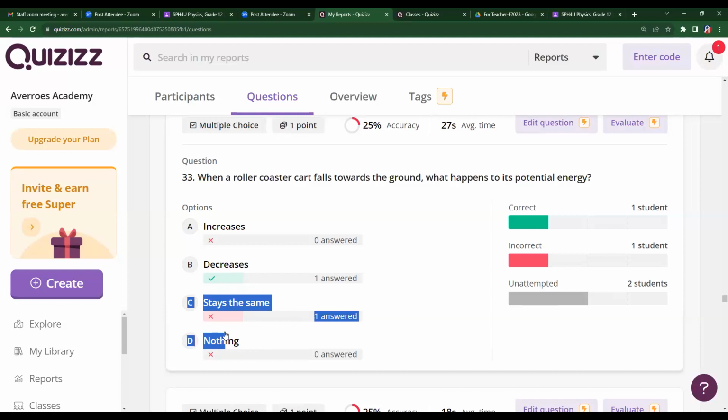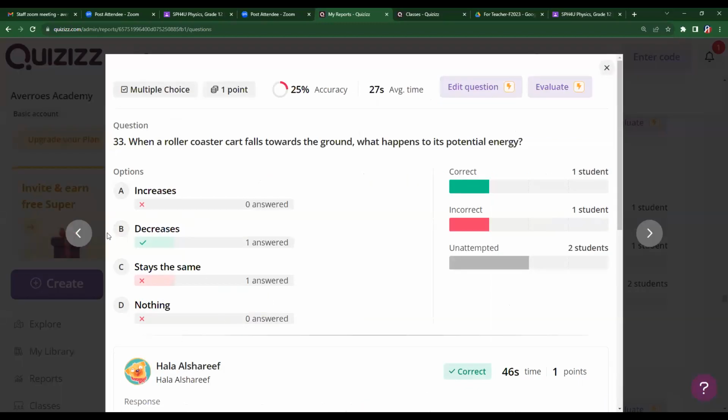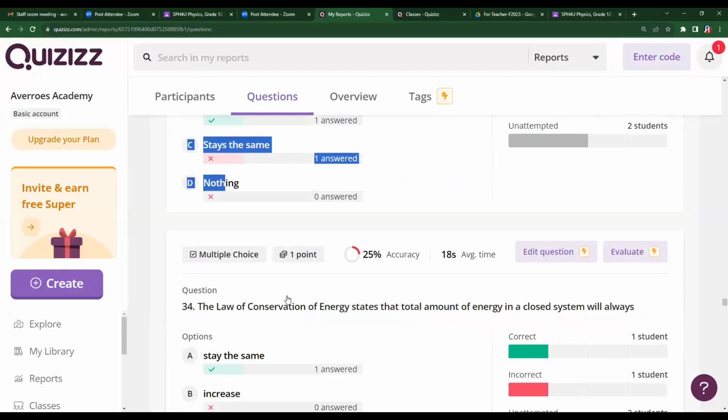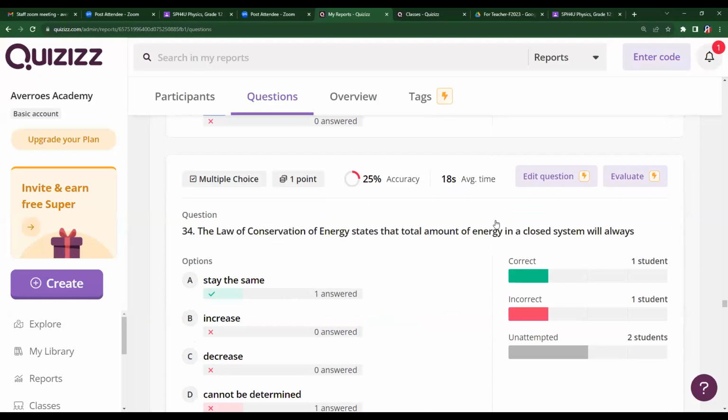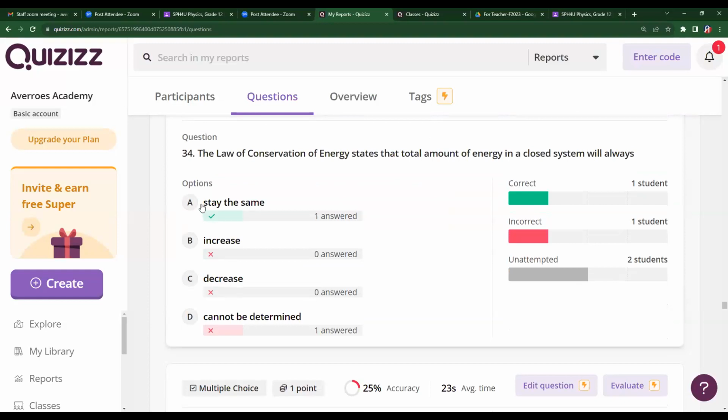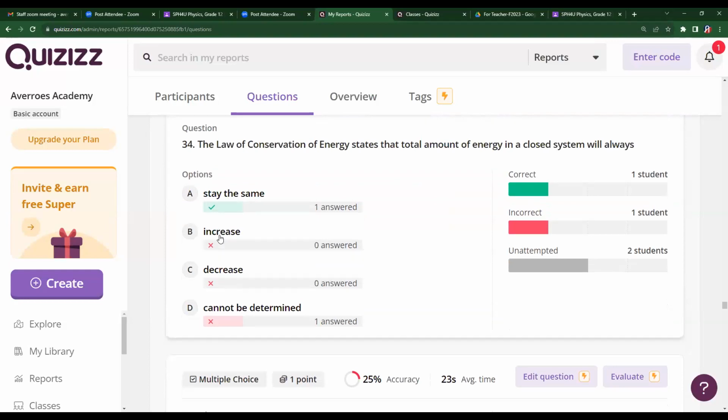So remember the law of conservation of energy. When we talk about mechanical energy, the sum of kinetic plus potential, the total energy stays the same. So potential decreases, kinetic increases. Only total energy stays the same, not potential. The law of conservation of energy states that the total amount of energy in a closed system will always stay the same. It's one of the very important concepts in physics.